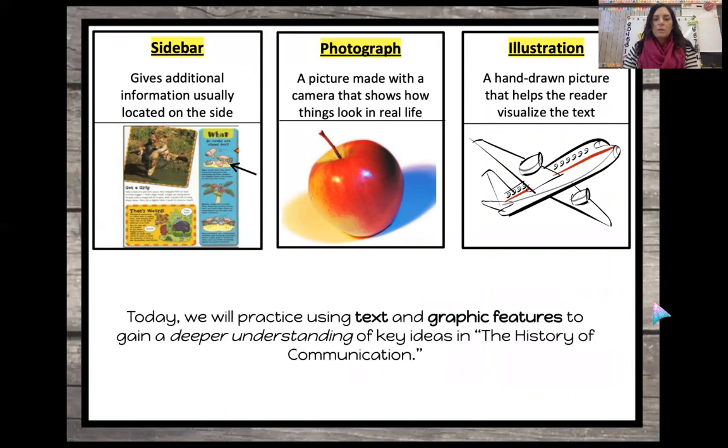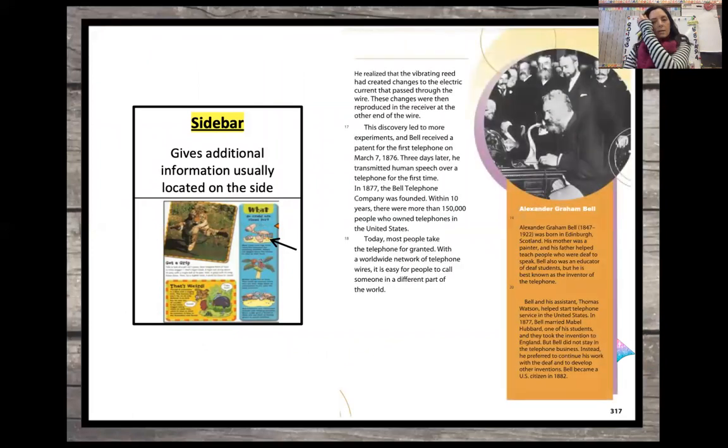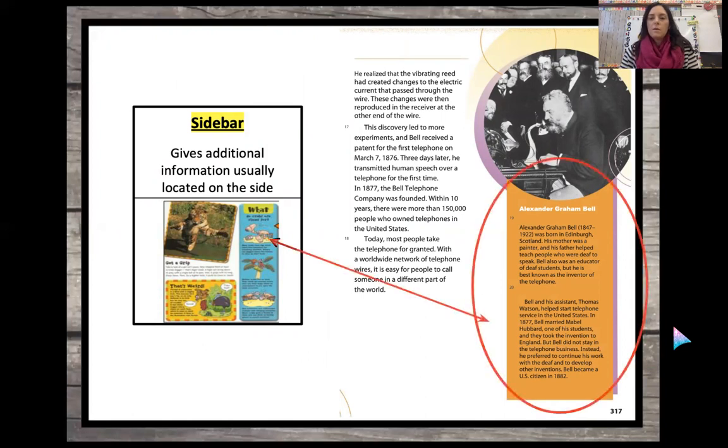So today we're going to practice using these to look at the key ideas in the history of communication. So remember that a sidebar gives additional information. It's located on the side of the text. Here we have page 317. And this page is about Alexander Graham Bell, the main body of the text, and his discoveries. And then the sidebar actually gives information about his personal life.